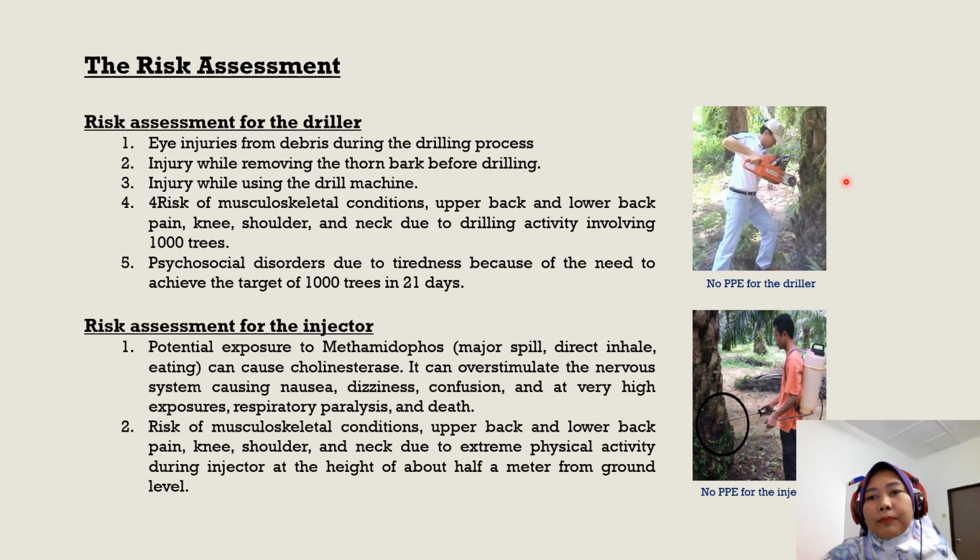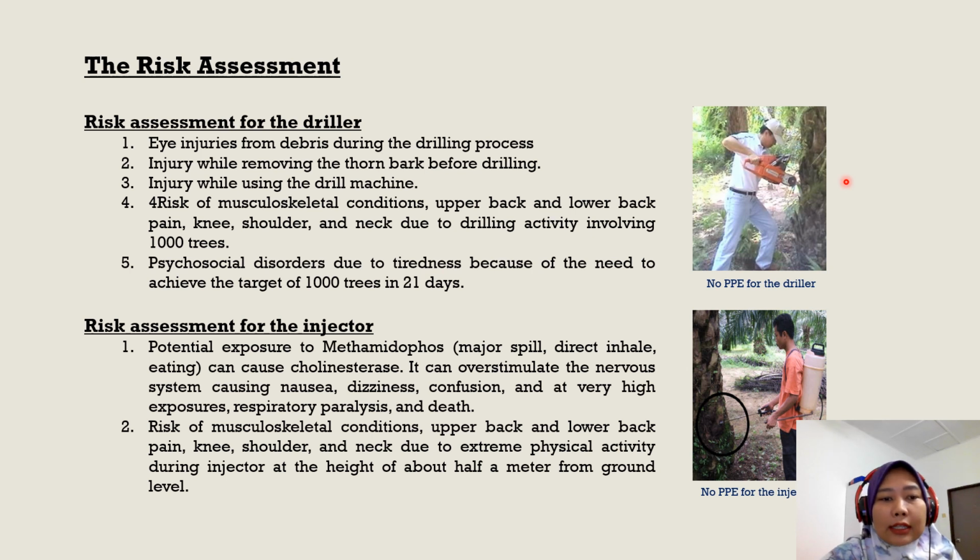So what is the hazard if the workers do not use the proper PPE? For the driller, he might get an eye injury from debris during the drilling process, injury while removing the thorns, and injury while using the drill machine itself, and musculoskeletal conditions such as upper back problems, or psychosocial disorder because of tiredness. They need to achieve 1,000 trees in only 21 days.